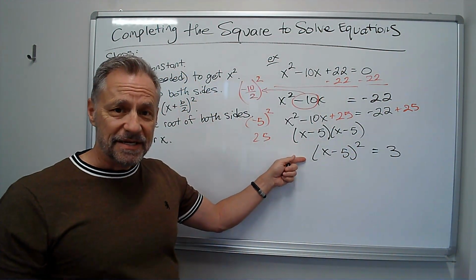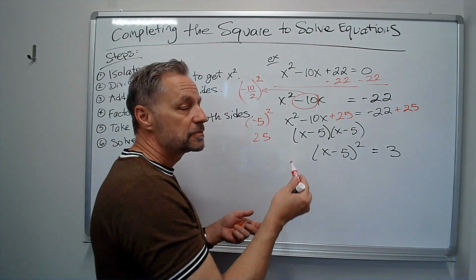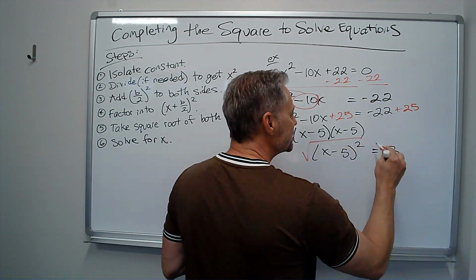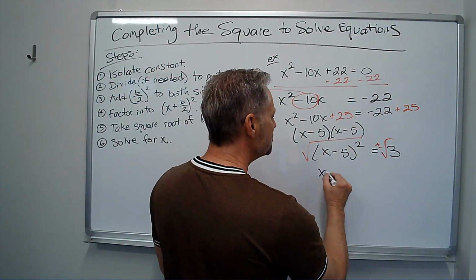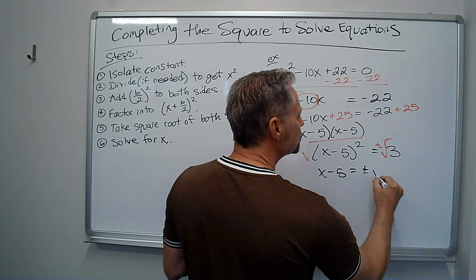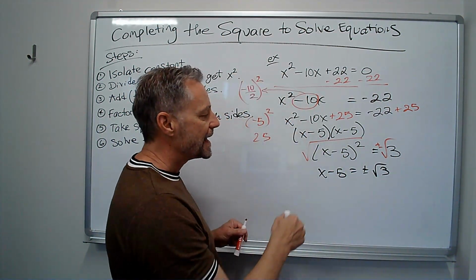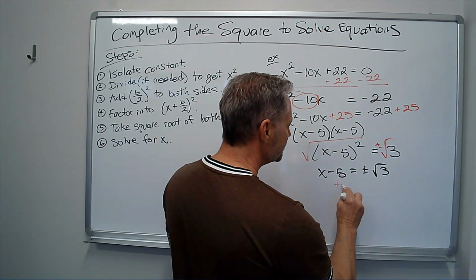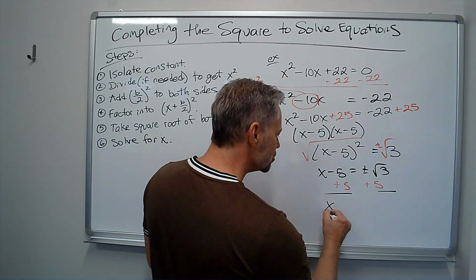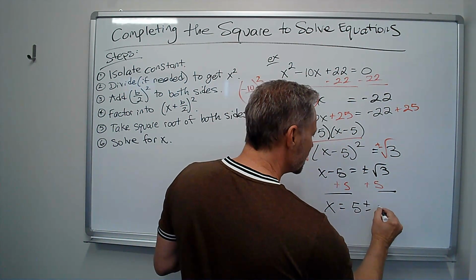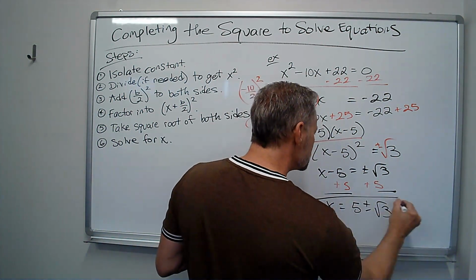So I've completed the square. Now I'm going to use the square root principle, where I can take the square root of each side as long as I say plus or minus. So I get x minus 5 equals plus or minus root 3. And then I'm trying to get x by itself, so I'm going to add 5. Now that's under the square root, so I can't do anything. It's just 5 plus or minus the square root of 3. Those are my two answers.